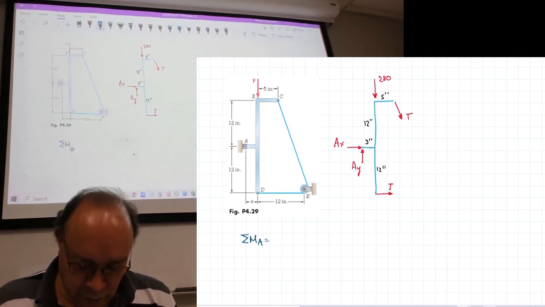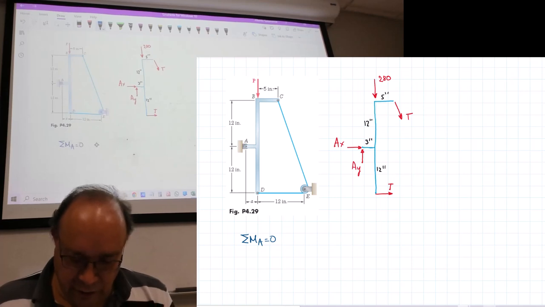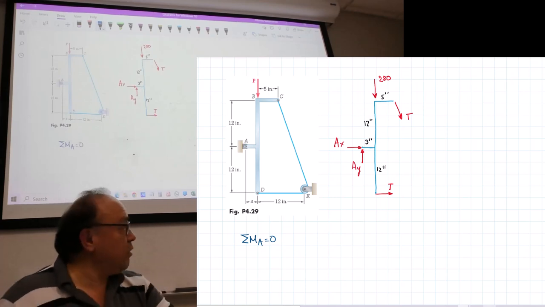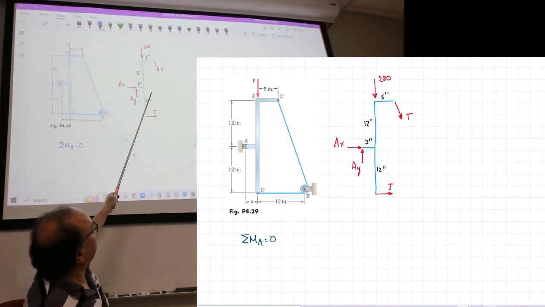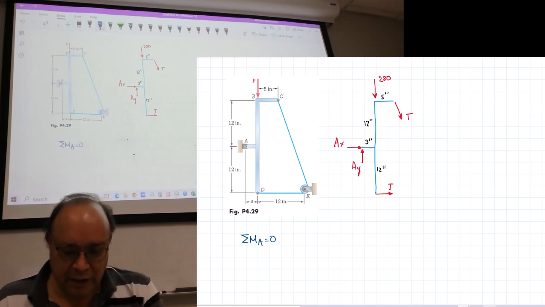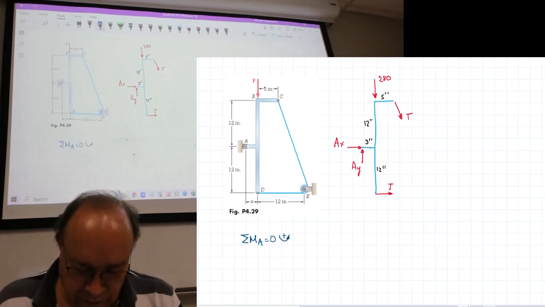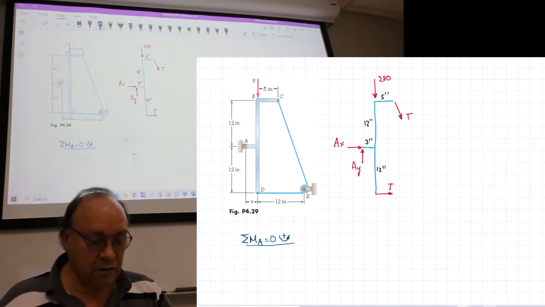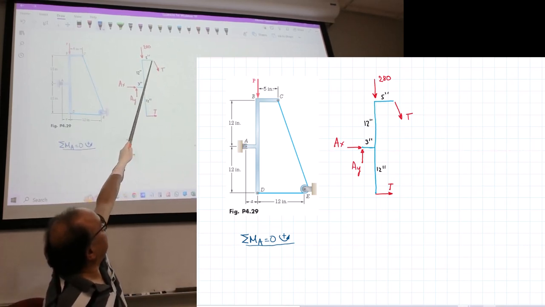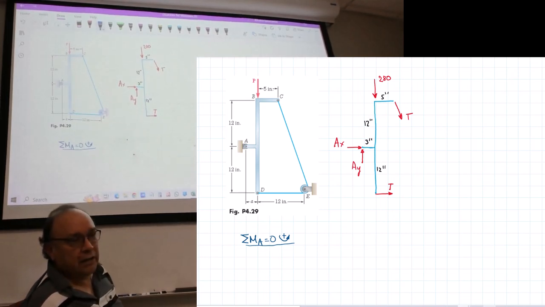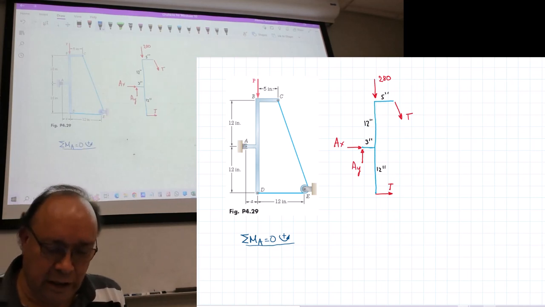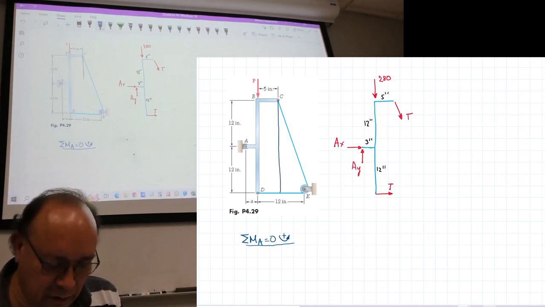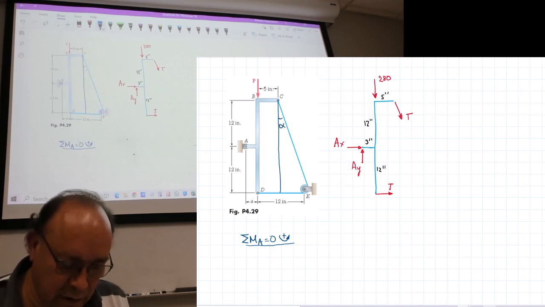Summation of moments about point A equals zero. It doesn't matter which way is positive because I have one moment in one direction and another moment in the other direction. So I'm gonna do positive counterclockwise. And I'm gonna need the angle of this force in order to get the components of that force, right? So I need that angle. Let's call it alpha.